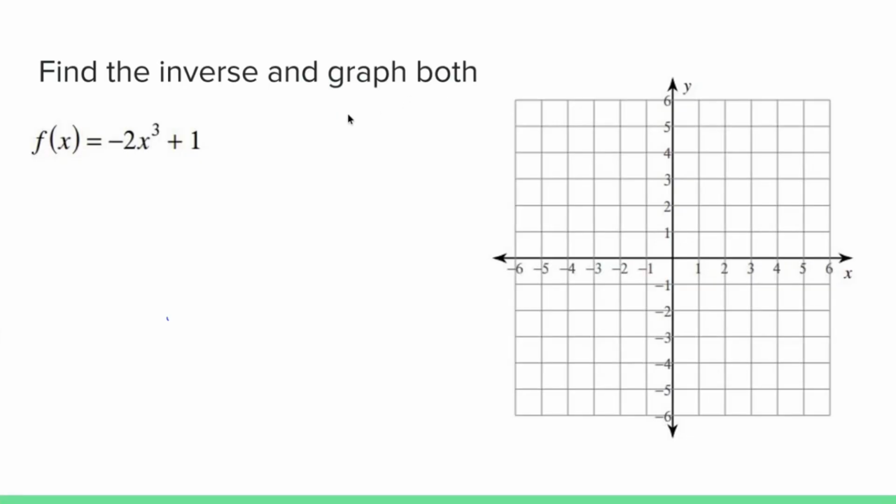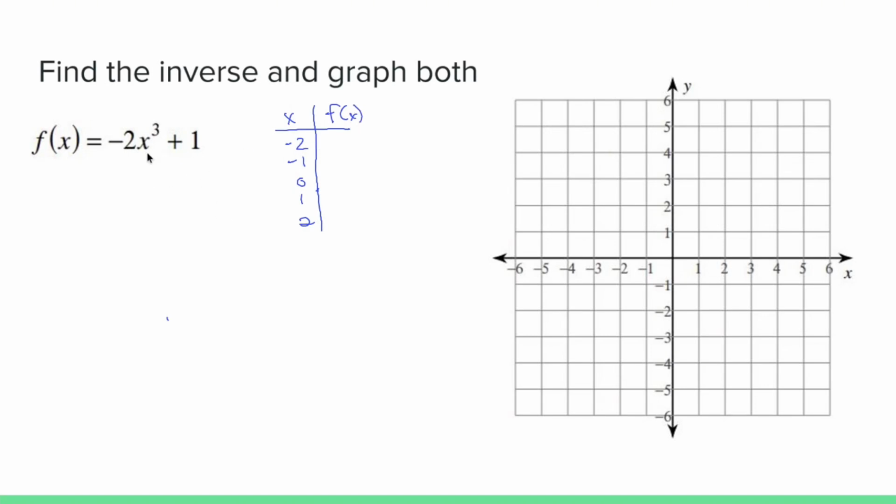Find the inverse and graph both. Let's first graph this f of x right now before I even consider the inverse. Now, let's plug in a few points. I'm not sure how many points we can plug in. Let's plug in -2, -1, 0, 1, and 2 and see what we get after we plug those in, and that'll help us figure out what kind of function we have.